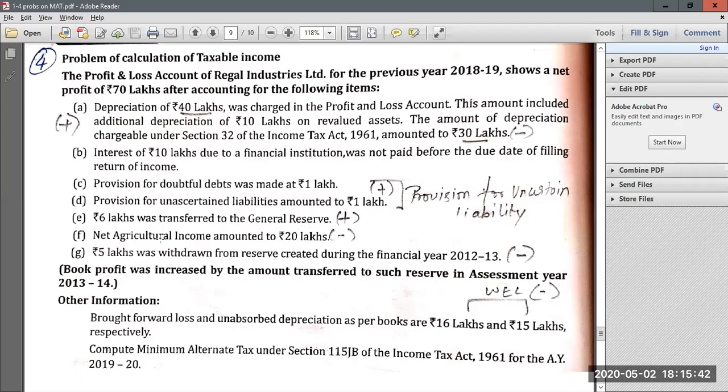And again they have given net agricultural income. Agricultural income is exempted income under section 10. So whenever you have exempted income, it should be deducted since it is a statutory deduction. Then again 5 lakh was withdrawn from reserve created during the financial year. That means 5 lakh rupees you are withdrawing from general reserve. So such amount which you are withdrawing from general reserve you should deduct from net profit.